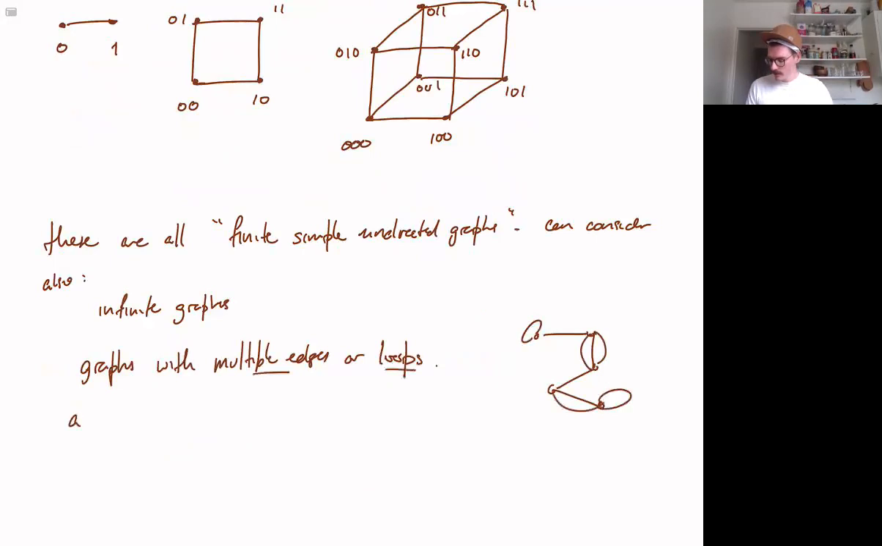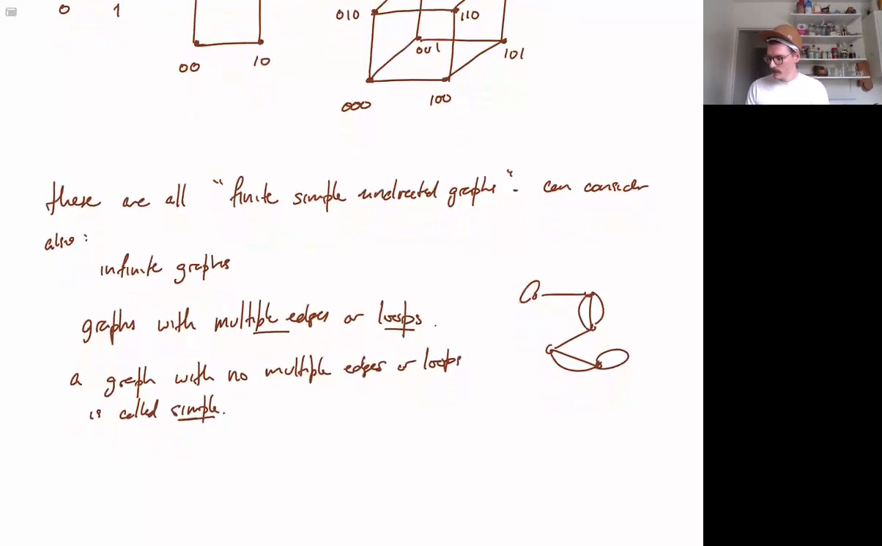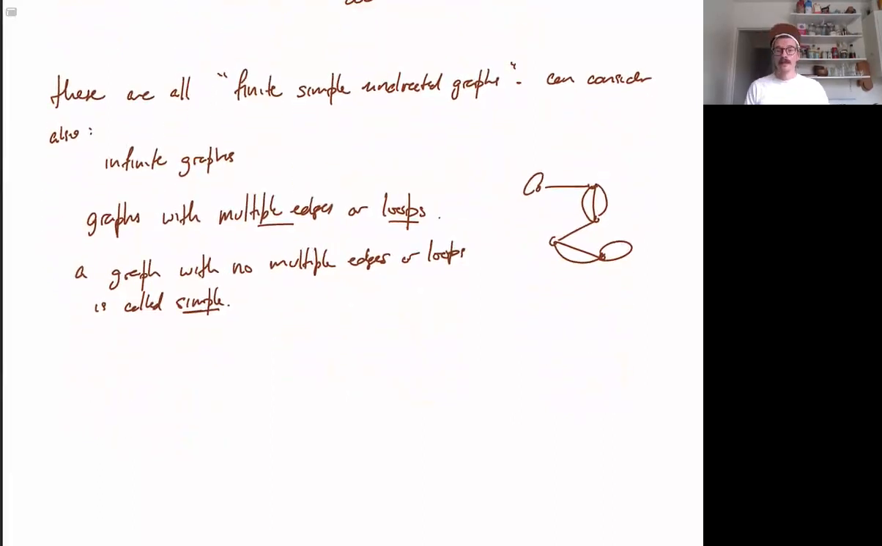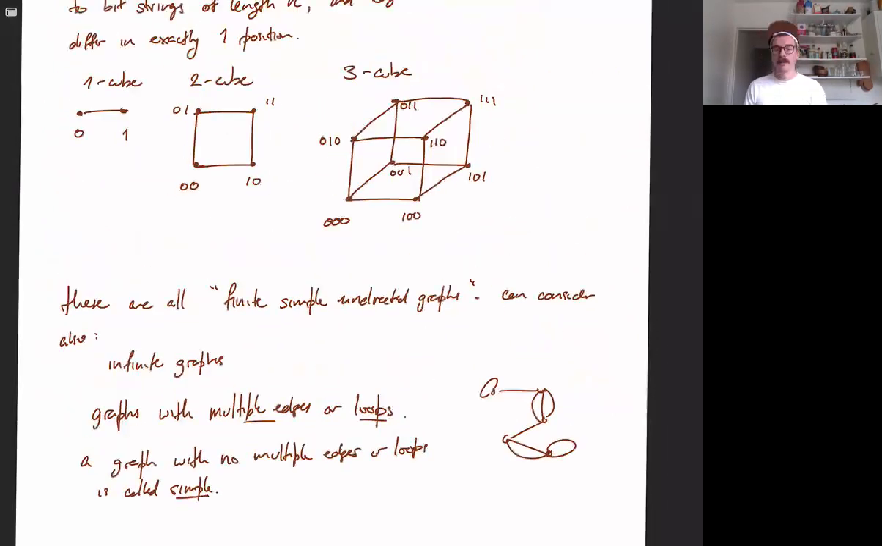So a graph that does not have these things is called simple. That's what this word means. A graph with no multiple edges or loops is called simple. And that's the case in all these examples we've seen so far. They have no loops and no double edges.